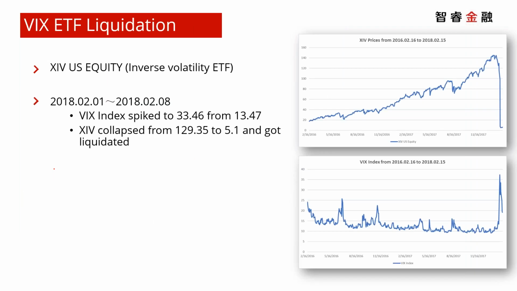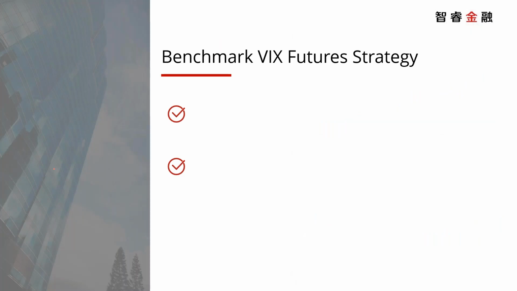Take XIV as an example. XIV is a one-time inverse ETF. During the first week of February in 2018, the VIX index spiked from 13.47 to 37.46, causing the ETF price to collapse from almost around 130 to 5.1, or equivalent to a 95% drop. Later, the ETF got liquidated, and more ETFs got liquidated in the subsequent years.